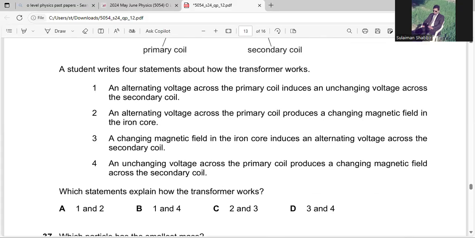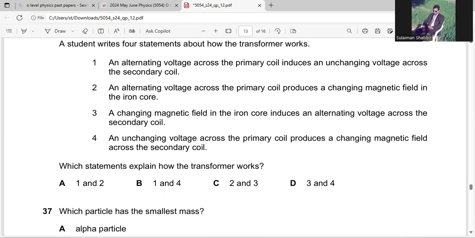Alternating voltage across the primary coil produces a changing magnetic field in the iron core. A changing magnetic field in the iron core induces the alternating voltage across the secondary coil. So 2 and 3, option C is fine for it. An unchanging voltage of primary coil produces magnetic field across the secondary coil. Unchanging is not possible.